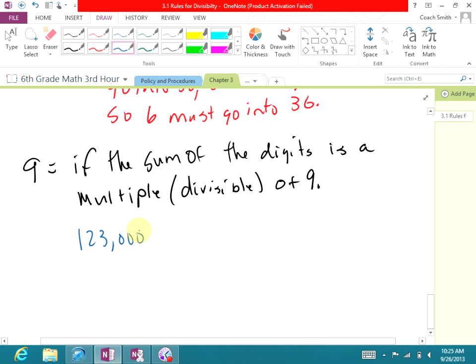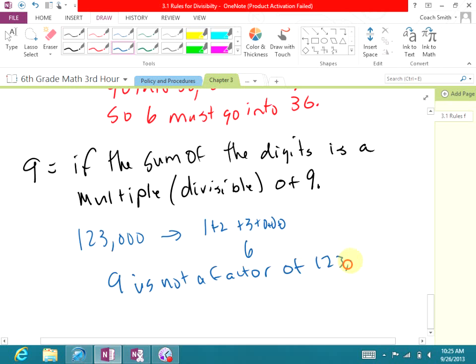123,000, we said a while ago that 3 goes into 123,000. Because when we added it up, 1 plus 2 plus 3 plus 0 plus 0. Okay, we said that was 6. Well, does 6 go into 9? No, sure doesn't. So, 9 is not a factor of 123,000. Okay, pretty simplistic.